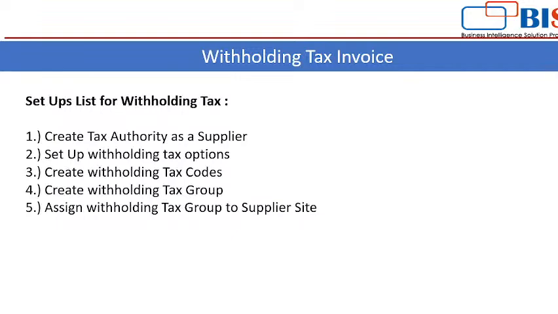And these are the setups that you have to do in the application for the withholding tax. First you have to create the tax authority as a supplier. Then we have to set up the withholding tax options. Then we have to create the withholding tax codes and tax group, and then we have to assign the withholding tax group to the supplier side. We will now move to our application to see how to do the configurations related to withholding tax.